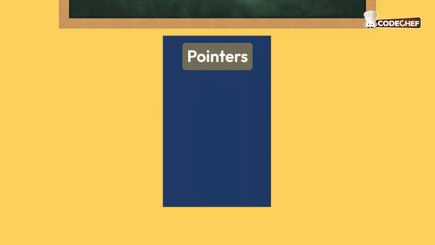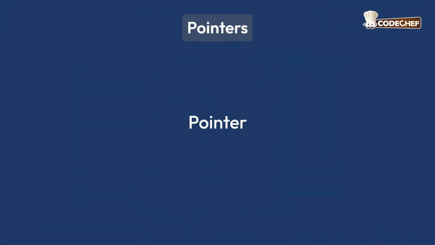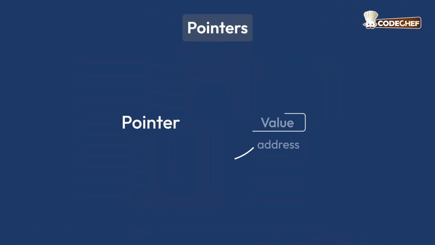Today we are going to dive into the concept of pointers. But what exactly is a pointer? A pointer is a variable that stores the memory address of another variable. This might sound a bit complex, so let's break it down. A pointer doesn't store the actual value, instead, it stores where the value is located in memory.